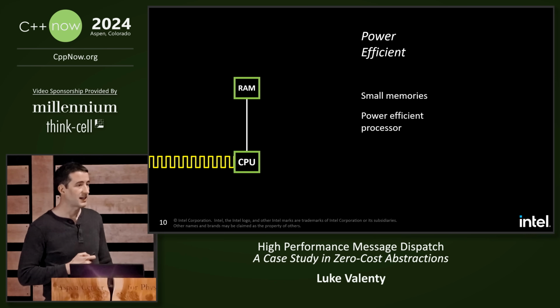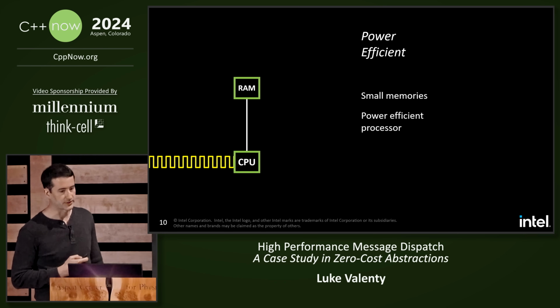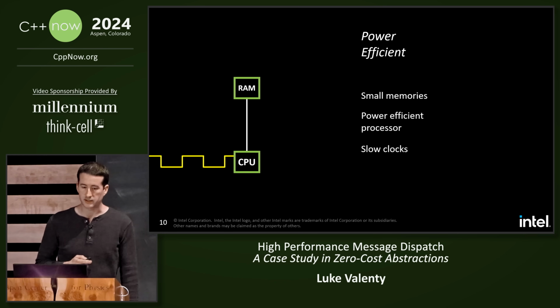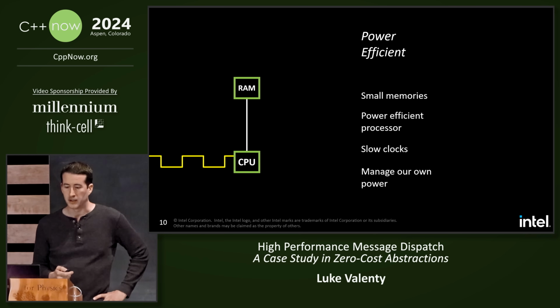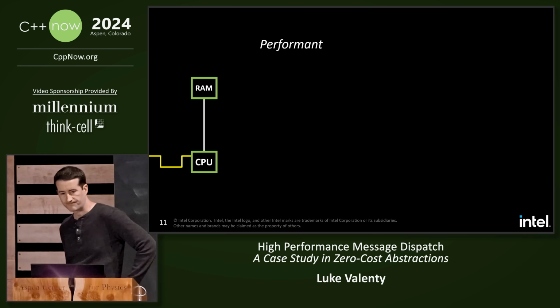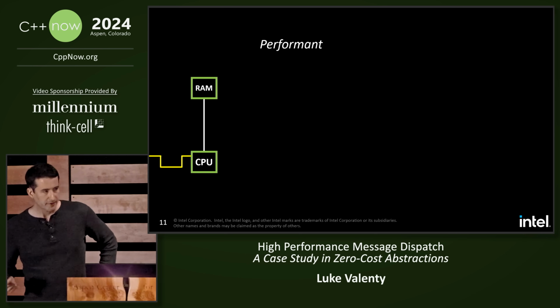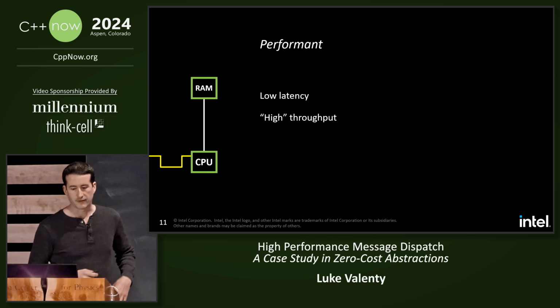So we have a tiny, tiny little baby core that you probably couldn't see on our die without a microscope. And we get slow clocks. So we have to eke out every bit of performance that we can to do our job. And of course, we have to manage our own power states and do that well. With that, though, we have to be fast. We need low latency. We have to respond quickly.